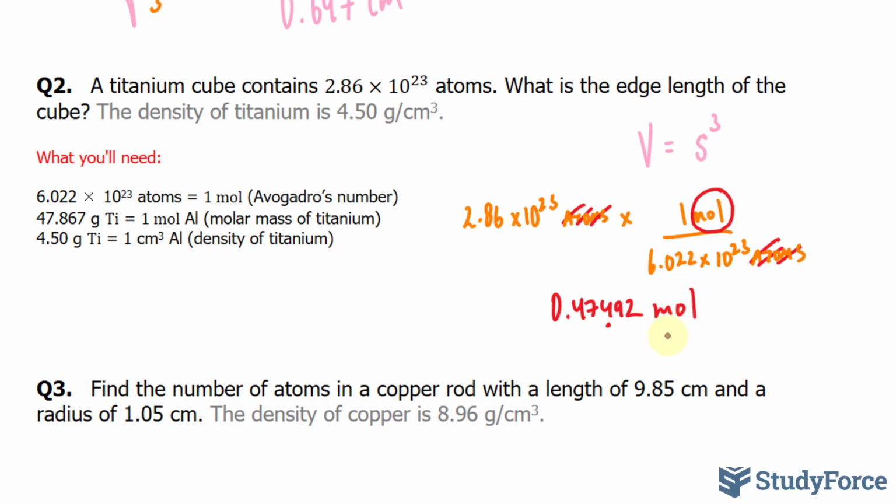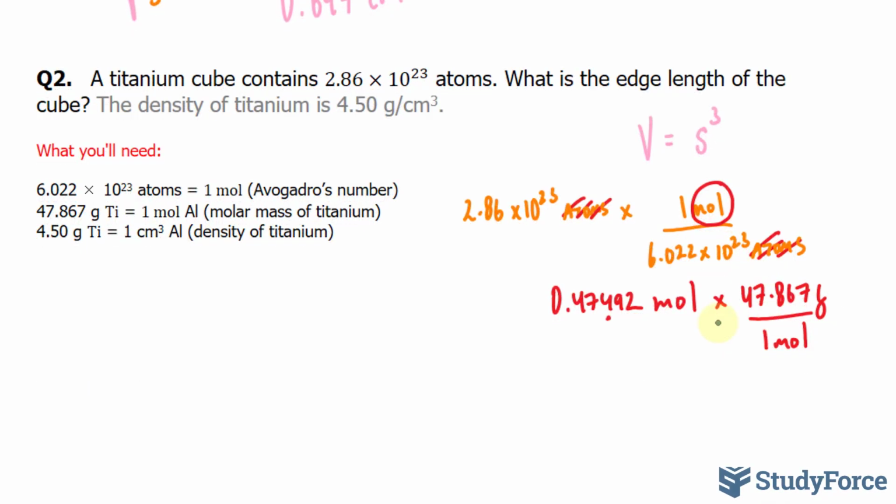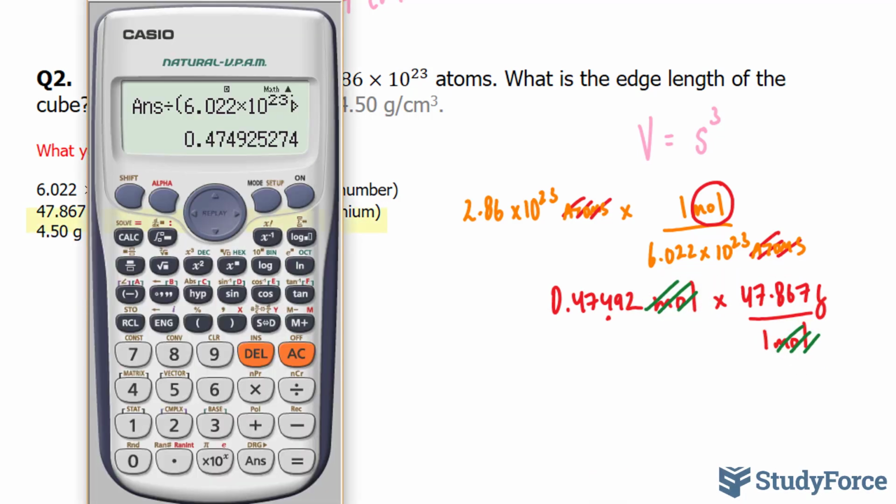Now I'll take this number and multiply it by 47.867 grams over 1 mole. This number represents the atomic weight, or the molar mass. And by orienting this number in this way, where I have the moles at the bottom, the moles will cancel out. Let's use our calculator. Taking this number, 0.47492, and multiplying it by 47.867, we end up with the mass. We get 22.7. Everything after the 7 is insignificant, although I'll still write up until this 2.